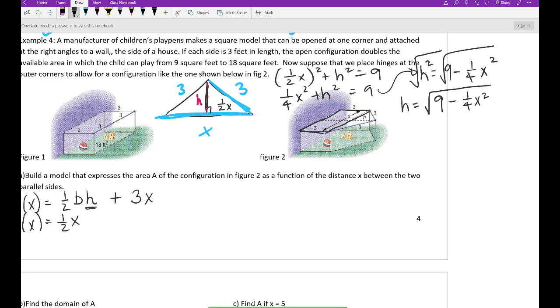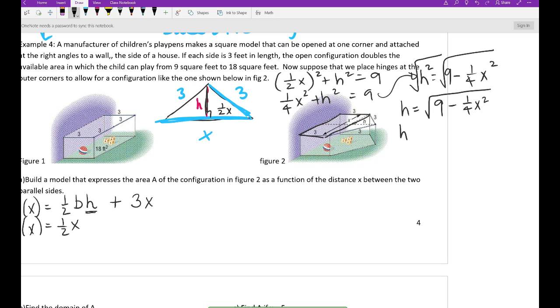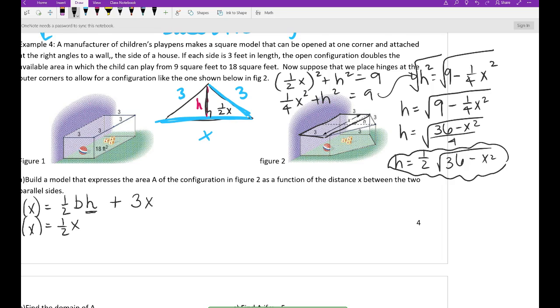I'm going to find common denominator just so that way we can make it a little bit prettier. What's a common denominator? So I have 36 on the top, take away x squared all over 4. Can I simplify this at all in any shape or form? Can I pull out a factor of 1/4 on the bottom? Is that better? Is that okay to do? Okay. Then I have h. Am I done? Call it a day?